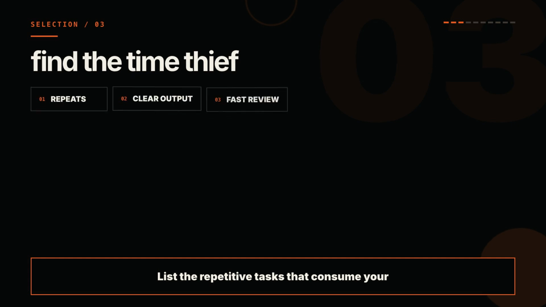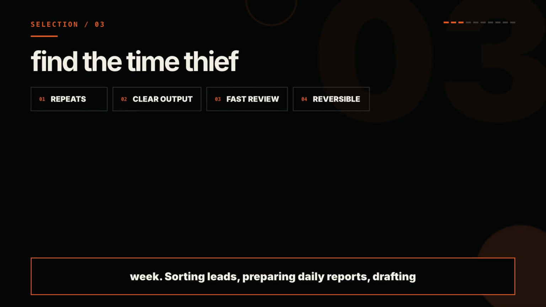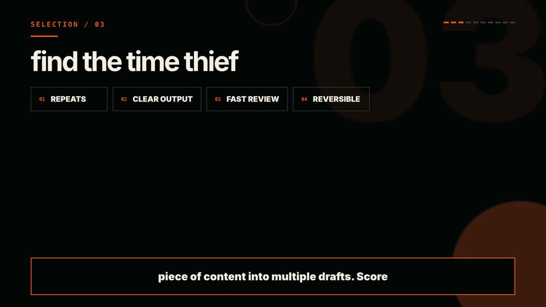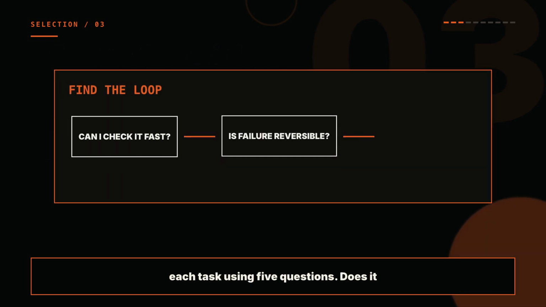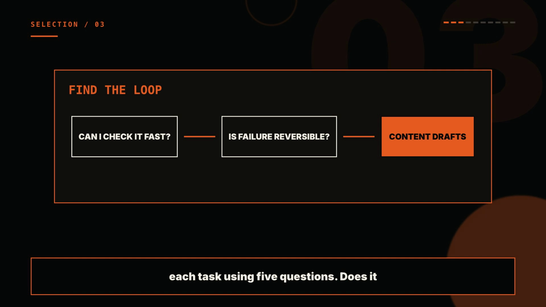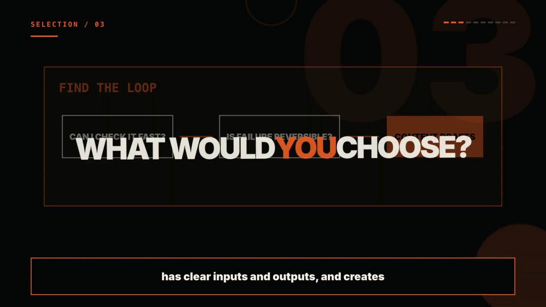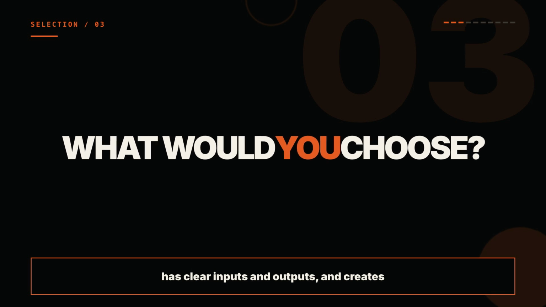List the repetitive tasks that consume your week: sorting leads, preparing daily reports, drafting routine follow-ups, organizing research, or turning one piece of content into multiple drafts. Score each task using 5 questions. Does it repeat? Are the inputs available? Can you describe a good output? Can a human review the result quickly? Is a mistake reversible?